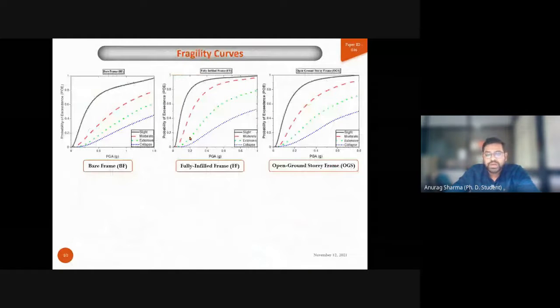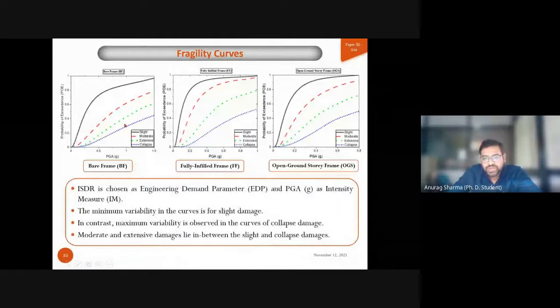Moving on to the next parameter, which is fragility curves. First of all, what are fragility curves? Fragility curves can be defined as a statistical measure that shows the probability of exceedance, POE, of a selected engineering demand parameter for a selected damage level at a specified ground motion intensity measure. For our study, we have used ISDR as the EDP and PGA as the intensity measure.